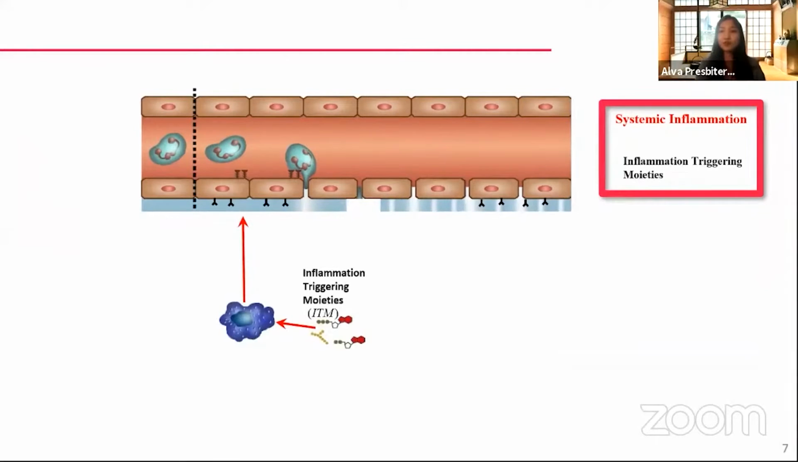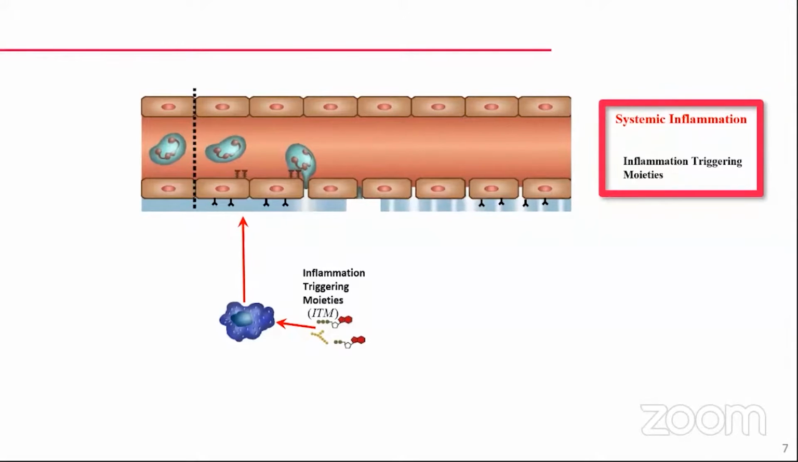So let me first give you an overview of how the innate immune system works. First, we would have the presence of inflammation triggering moieties, or what I would call ITMs. These ITMs could be either LPS, lipopolysaccharides, ATP, ADP, and so on. So anything that would trigger the inflammation in the body. And these macrophages, these dark blue things you see right here, will try to phagocytose these ITMs.